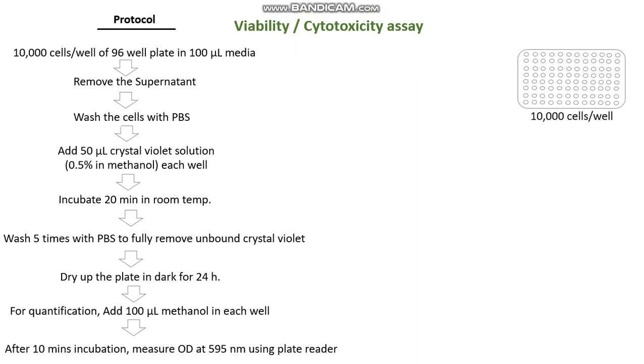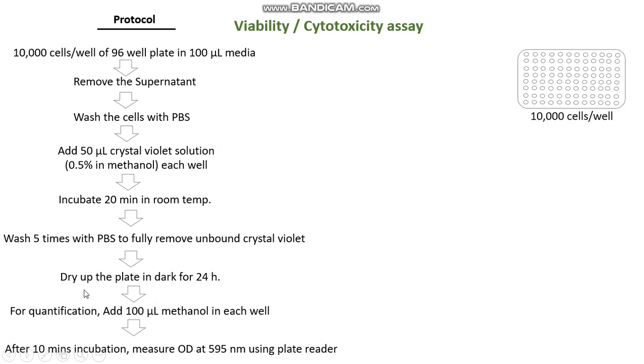Next application is the viability and cytotoxicity assay. Here you need to seed around 10,000 cells per well in a 96-well plate. Here is the protocol. Up to this point, it's all the same: incubate 20 minutes at room temperature and wash 5 times with PBS to fully remove the unbound crystal violet.